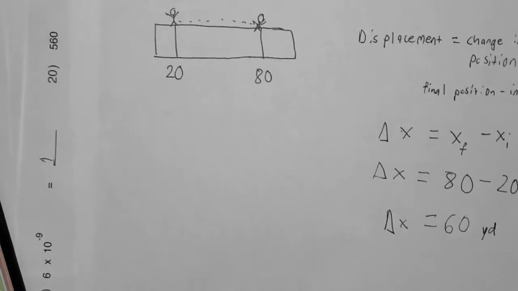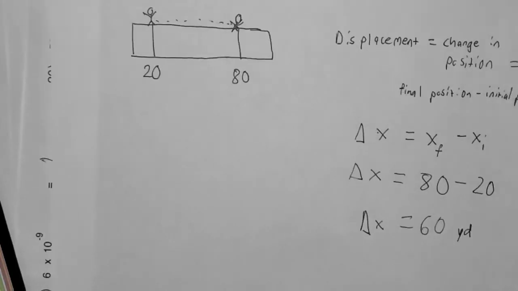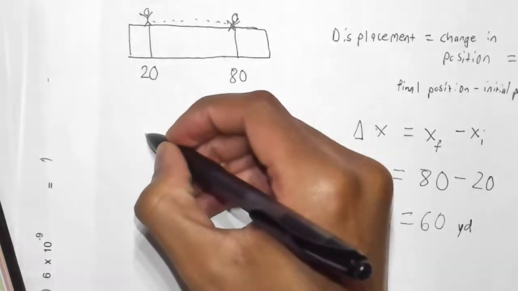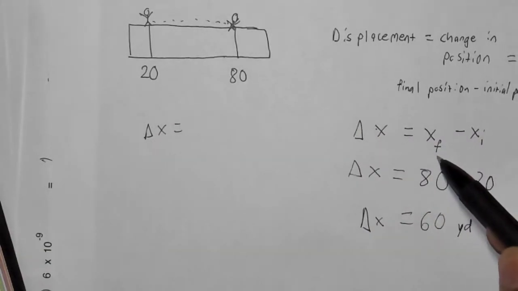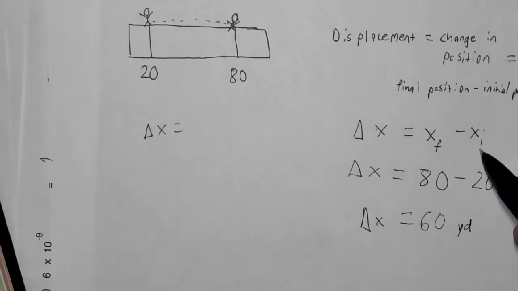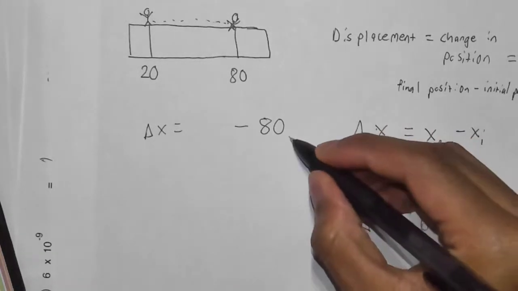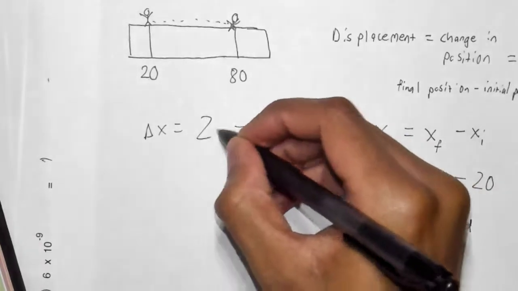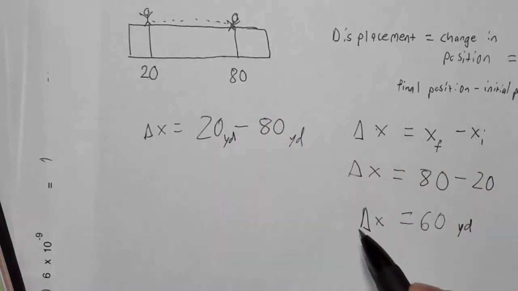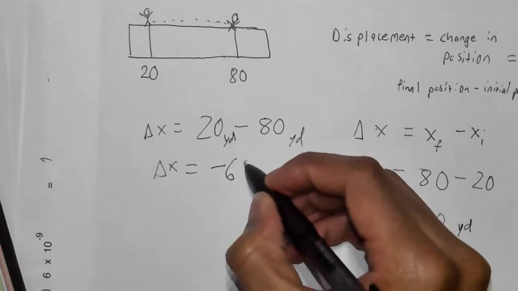So what if instead you had started at the 80-yard line and then gone to the 20-yard line? Let's look at that. Delta x would now have an initial position of 80, that's right here, 80 yards, and a final position of 20. 20 yards minus 80. So delta x displacement is equal to negative 60 yards.